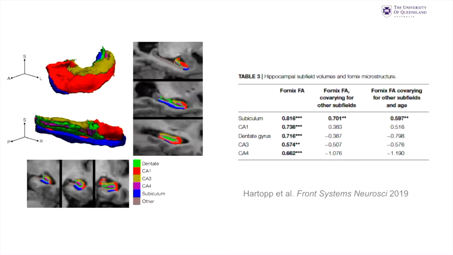So what Naomi found is, first of all, she replicated the association between Fornix microstructure and age and Fornix microstructure and memory. And then she went on to show that Fornix microstructure is strongly related to the volume of hippocampal subfields. And most interestingly, if you co-vary out the collective effects of all of the subfields, you still find a significant relationship with a subfield called the subiculum.